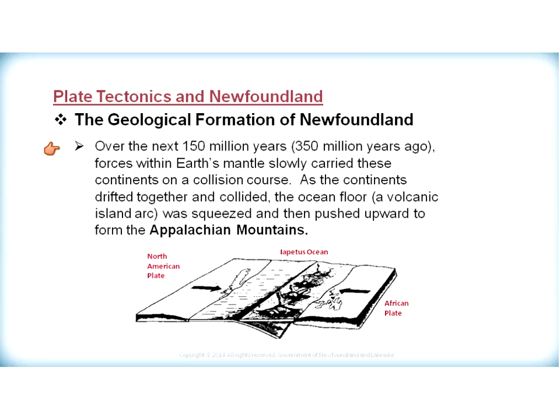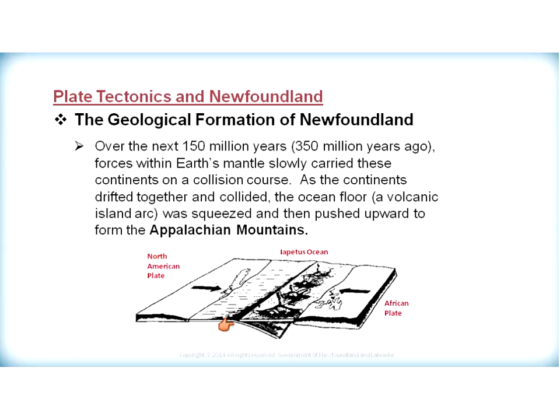Over the next 150 million years, that was 350 million years ago, forces within the Earth's mantle slowly carried these continents on a collision course. As the continents drifted together and collided, the ocean floor was squeezed and then pushed up to form the Appalachian Mountains. So if you look at the diagram below, we see that the North American plate was located to the west. The African plate, mainly, was located to the east. And in between was a closing ocean floor.